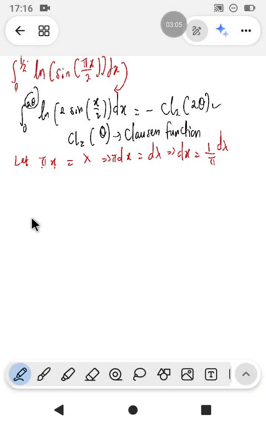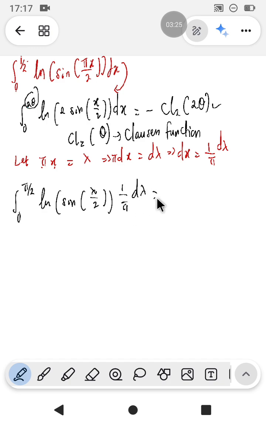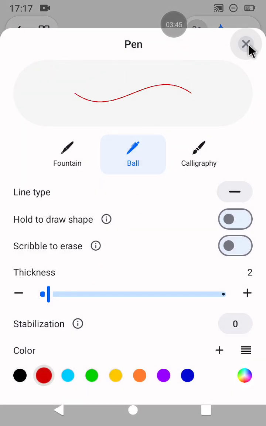All right, guys, so let's move on. So this will be the integral from 0 to pi over 2, multiplied by ln sine. Instead of writing pi x, we're going to write lambda over 2. Then instead of writing dx, we have 1 over pi d lambda. So we can bring out this 1 over pi because it's a constant. We're going to have 1 over pi, then the integral from 0 to pi over 2 of the natural log of sine lambda over 2, then d lambda. Yeah, this is pretty cool. This is cool.